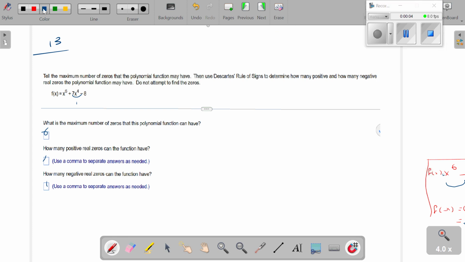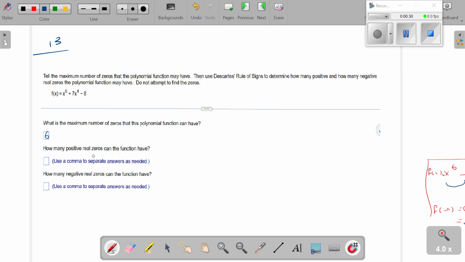Hi everyone, let's work on the second part of chapter 5 review quiz. We're going to start with question 13. The first part of the question is asking us to find the maximum number of zeros. To answer this question, you just need to know the degree of this function. So the term with the highest power gives me the degree of the function, which is 6.